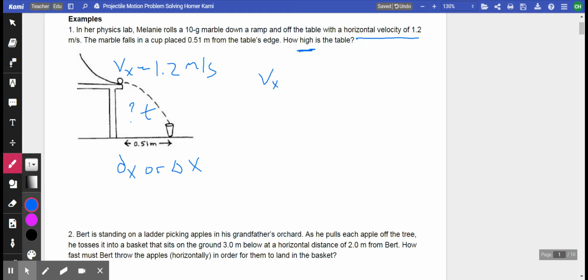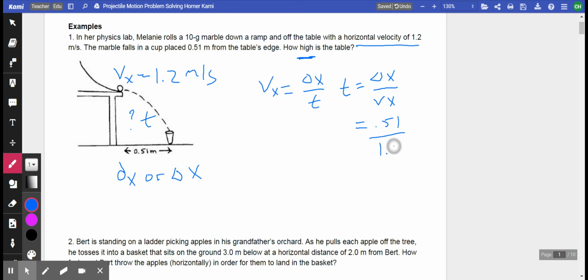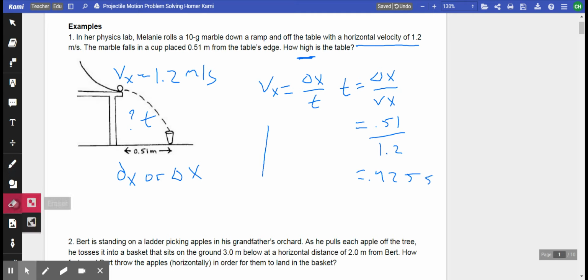So velocity in the x is equal to the delta x over the time. So we can now say time is equal to delta x over the velocity in the x. We'll plug our numbers in here. This is going to be 0.51, and we're going to divide that by 1.2 meters per second. And when we do that, 0.51 divided by 1.2, we get 0.425 seconds. So now we know how long it takes for it to fall, okay?